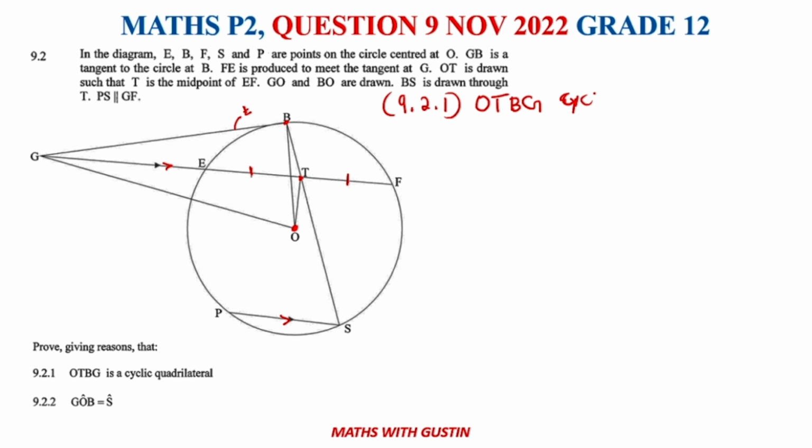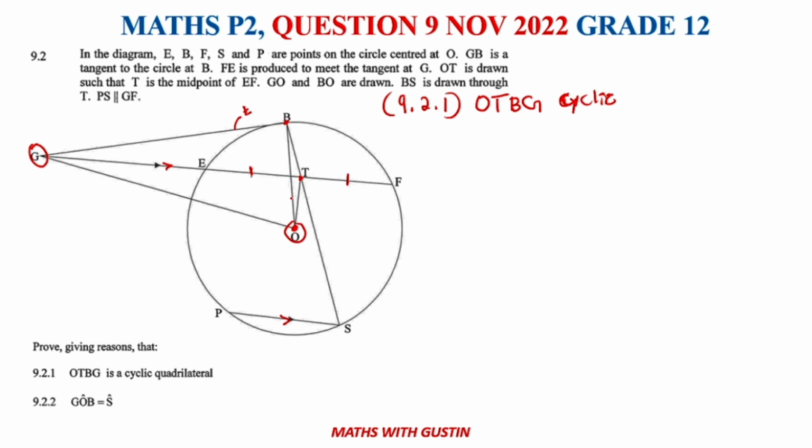Okay, either we must prove that angles are equal, or we need to prove that two angles are equal or two sides are equal. Therefore, this is a cyclic quad. So let's have a look at the cyclic quad they're talking about. It's OTBG. So this is what they're talking about.